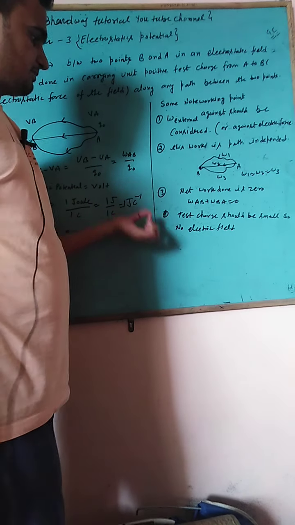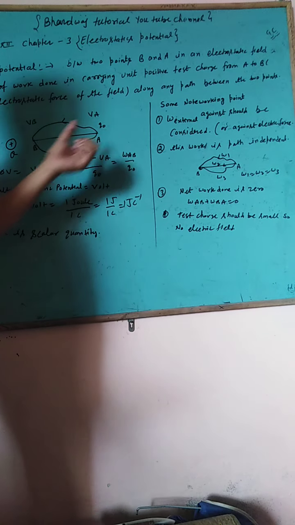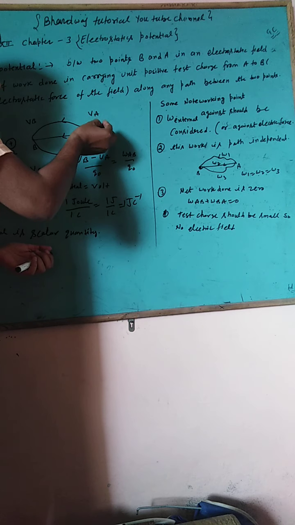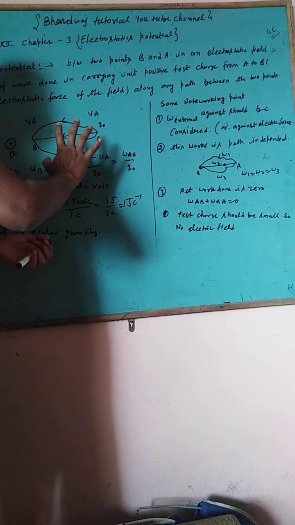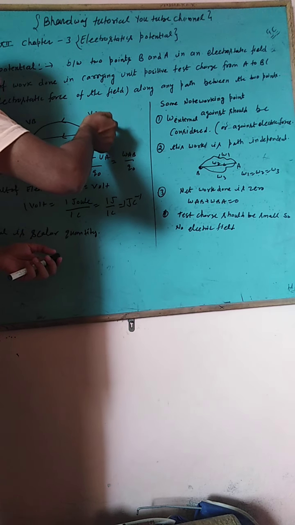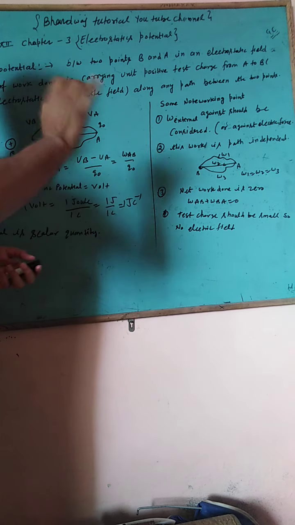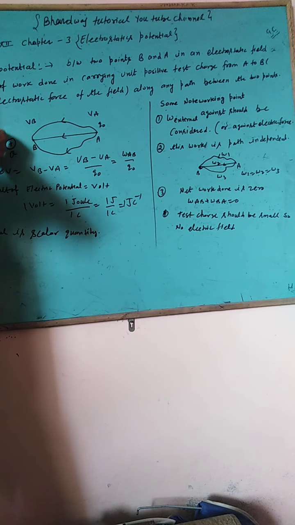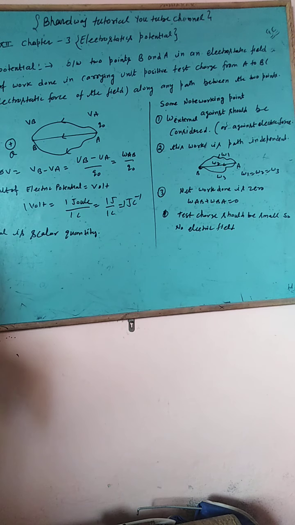Next main point, last: the test charge Q naught should be small, so that no significant electric field is created. It means the electric field created by the test charge is negligible compared to the electrostatic force of the electrostatic source charge. Then this is the electrostatic potential.